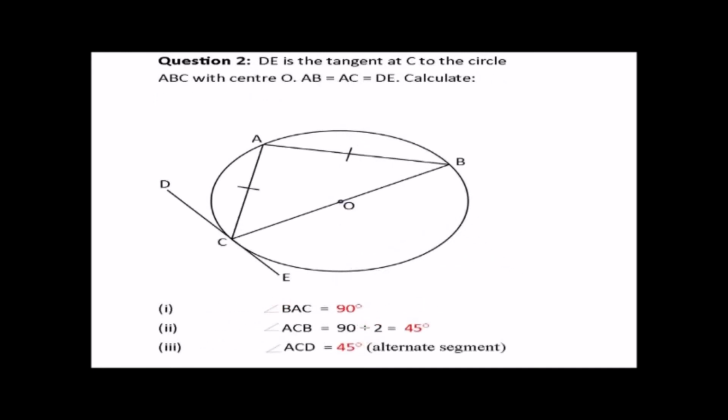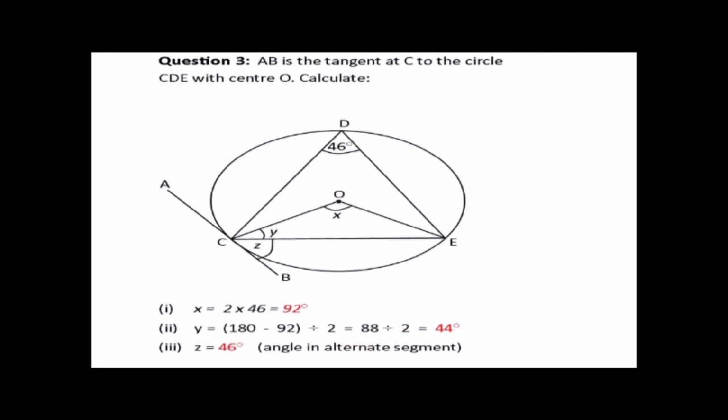Move on to question 2. Angle BAC is 90 degrees. Again, dealing with a diameter. So the angle subtended at angle BAC is 90. And angle ACB is 45 degrees. Okay. And then angle ACD is 45 degrees as well, because you're dealing with the alternate segment at B, so that angle on the exterior has to be the same.